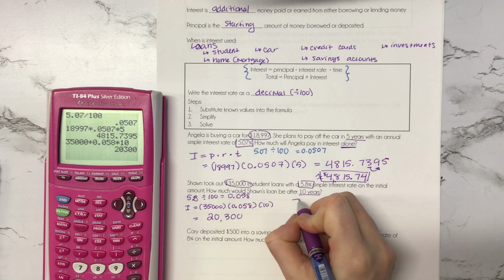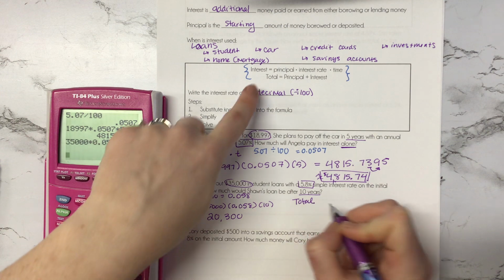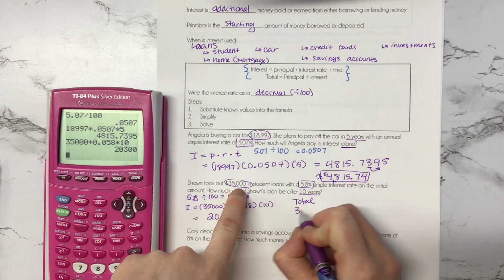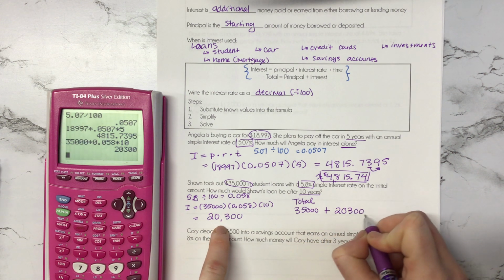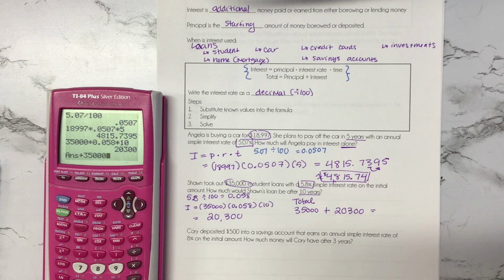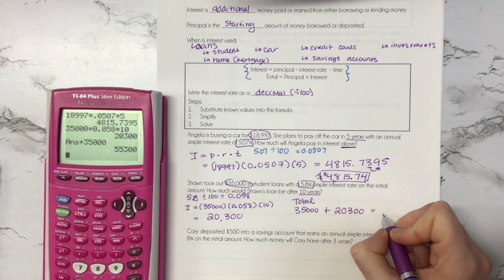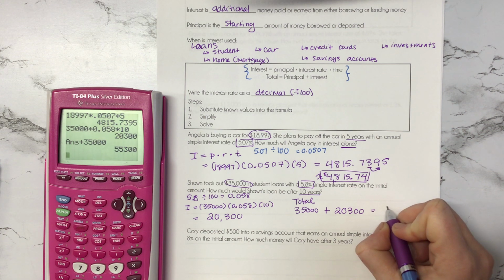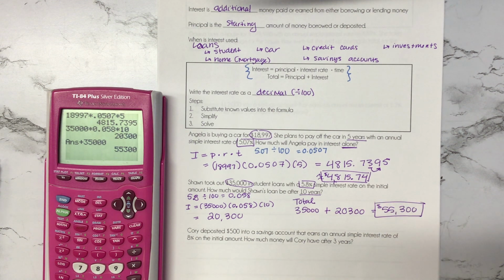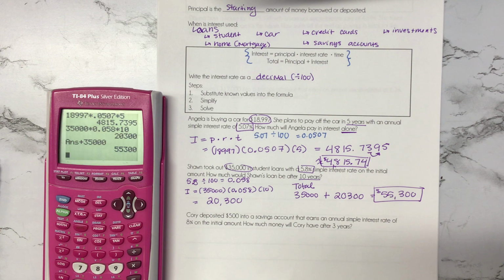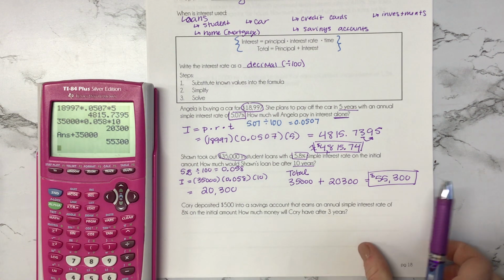To find the total, I take the principal amount, my starting amount of money, and add the interest amount. And you get $55,300. Okay, so he has to pay back the loan plus extra interest. I'm sorry, I don't control the banks, I don't control the money. Okay, all right, I'll speed it up a little bit.